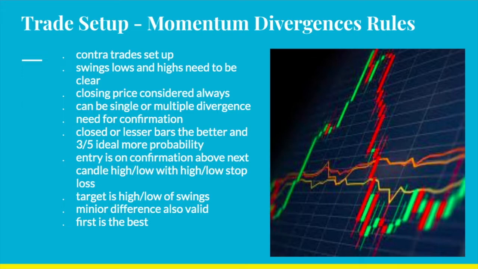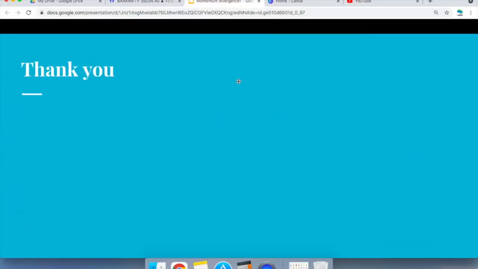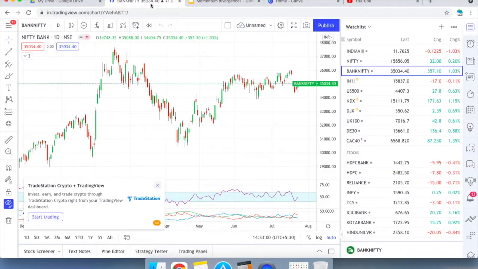Even if there is a small minor difference, an increase or a decrease in the RSI or the price, it is valid. Still it is valid. And the best rule is, if multiple divergences or multiple range shifts come, the first occurrence is always the effective one. So you should bank on it: the first is the best. That is the rule. Let us look at some of these divergences on the chart itself.